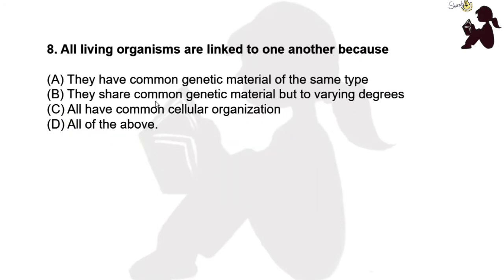Here the next question is, all living organisms are linked to one another because A, they have common genetic material of the same type, B, they shared common genetic material but to varying degrees, C, all have common cellular organization, and D, all of the above.